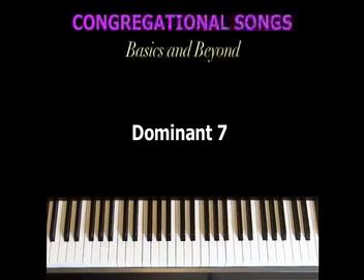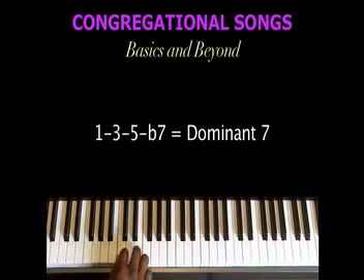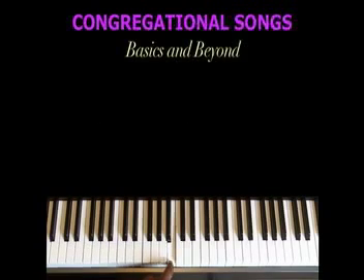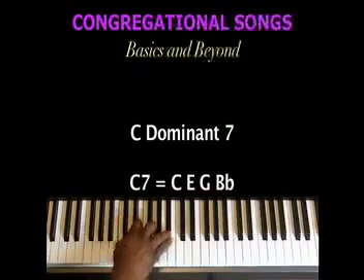Now, the dominant 7 chord consists of 4 numbers. The number 1, we're in the key of C right now. The number 3, the number 5, and the number flat 7. Okay? In the key of C, 1, 2, 3, 4, 5, 6, 7. 7 would be B natural. Well, we don't want B natural or the natural 7. We want the flat 7, which would be B flat. Okay? So the 4 notes would be 1, C, 3, E, 5, G, B flat, flat 7.